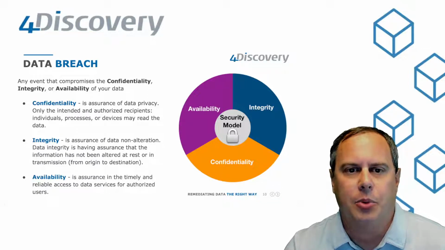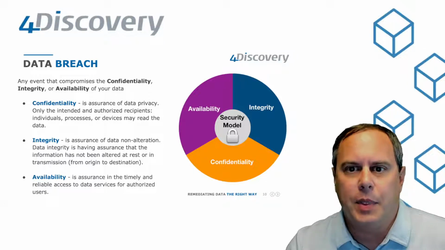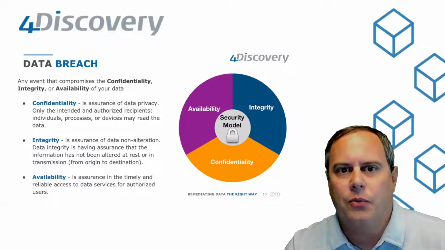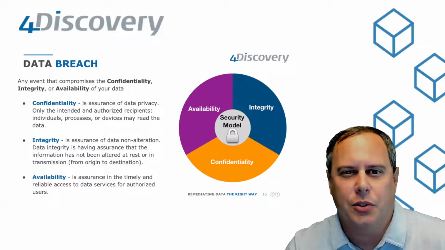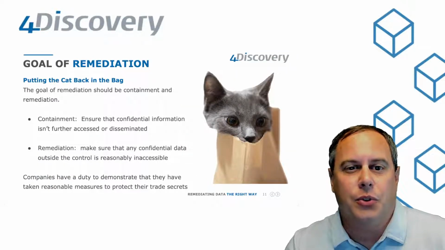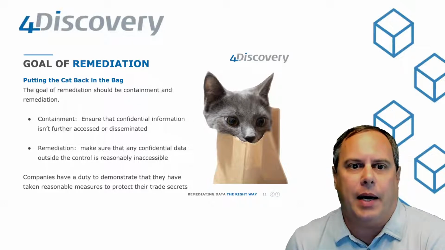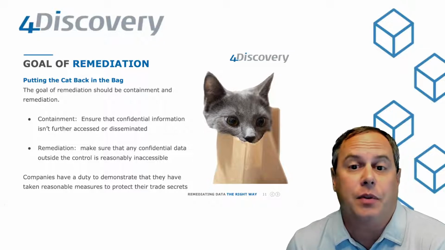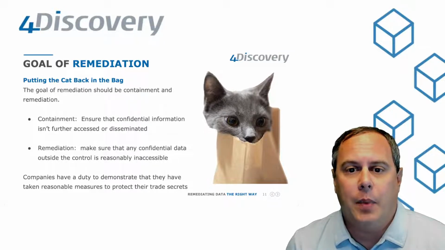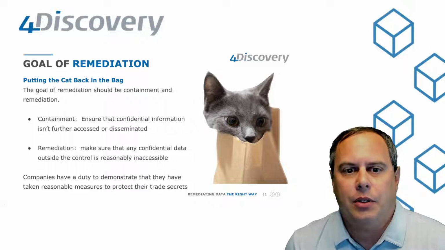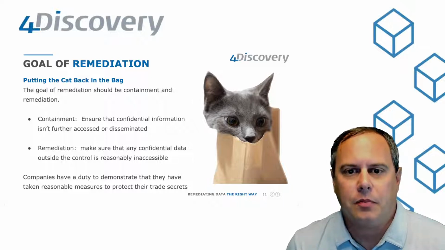And when you deal with a data breach, from an incident response standpoint, there's a whole framework for responding to that. And a lot of that applies to data remediation as well. There's really sort of two goals. And we like to refer to this as trying to put the cat back in the bag. The goal of remediation should be first containment, making sure that if there is company confidential or corporate information that's out there, it's not continuing to be further accessed or disseminated. So you kind of want to lock it down.